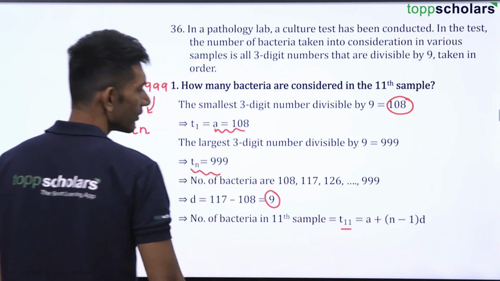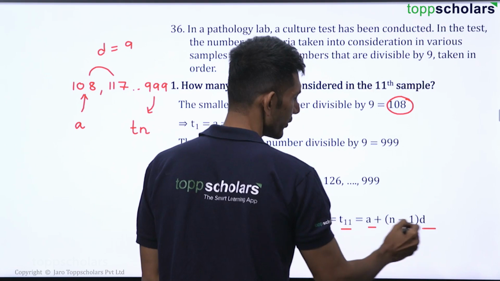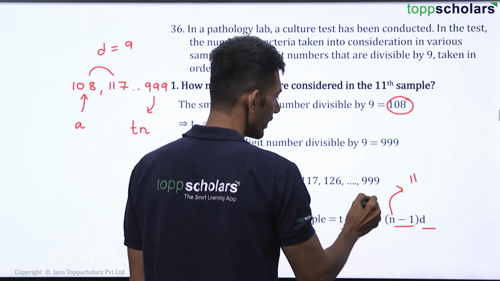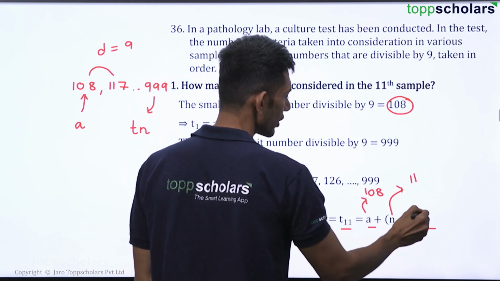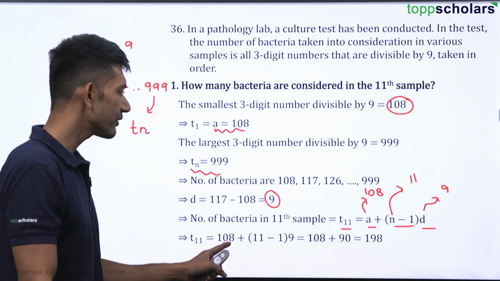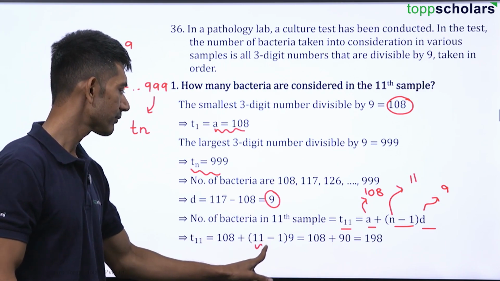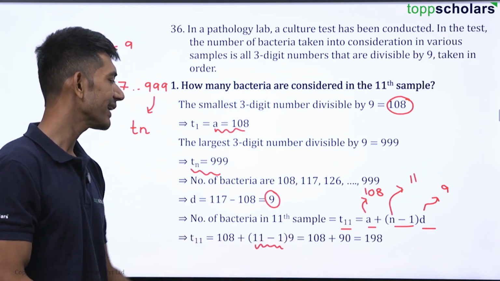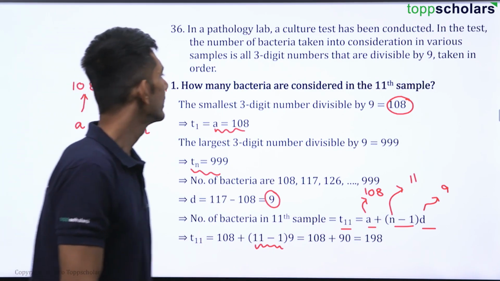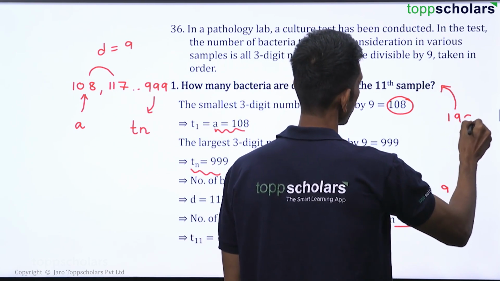So we are supposed to find out A11, right? A11 or T11. What is the formula for Tn? Tn is given by A plus n minus 1 into D. Instead of n, you will put 11. Instead of A, you will put 108, and instead of D, you will put 9. Let us do that. So T11 is equal to 108 plus 11 minus 1 into 9. That is 108 plus 10 into 9, 90. That is 198. Correct? So we can say that the number of bacteria considered in the 11th sample are 198.